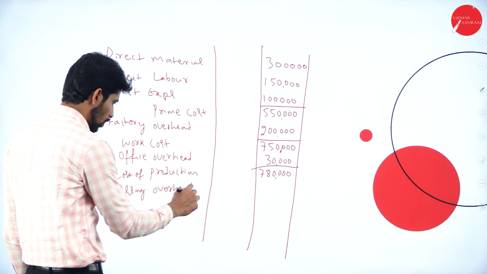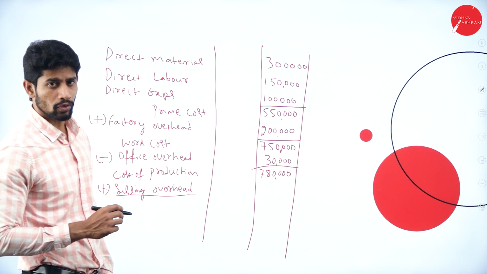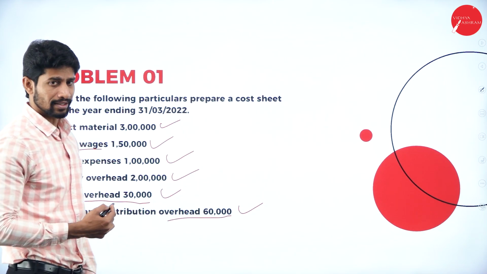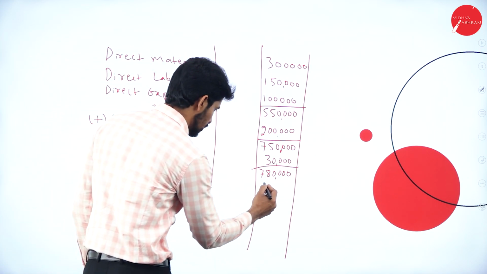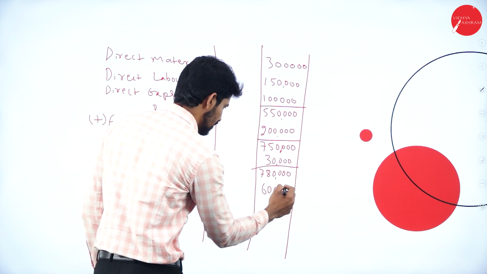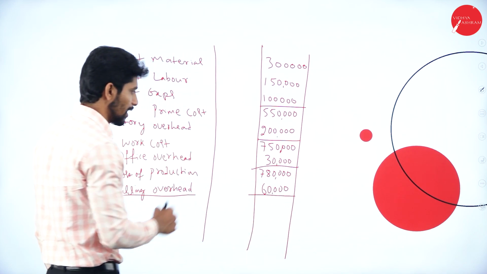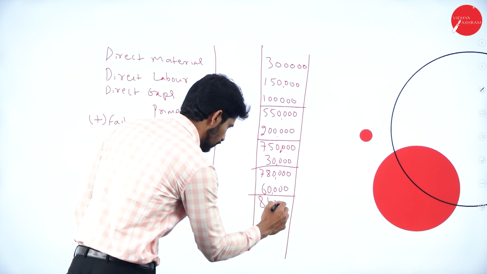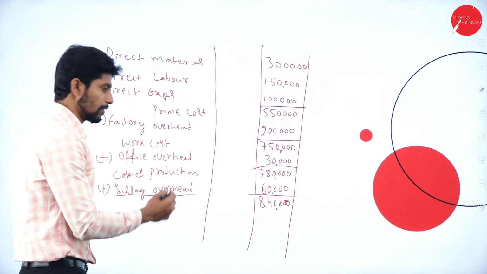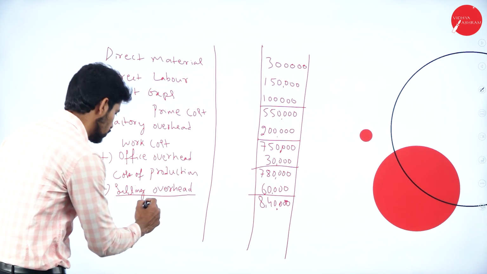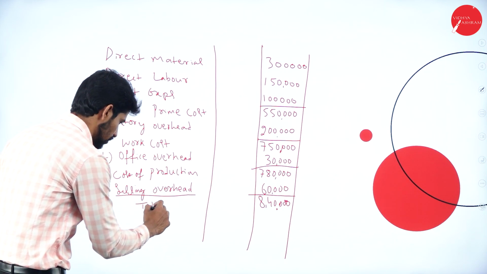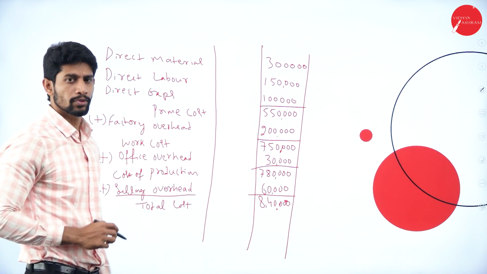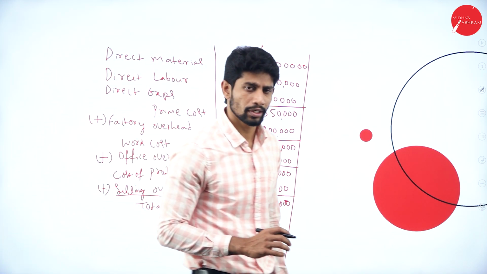Selling overhead, or selling and distribution overhead. So what is the cost given in the problem? The selling overhead is rupees 60,000. So write down 60,000 here. Add this 60,000 with 7,80,000. You are going to get 8,40,000. This 8,40,000 is called total cost.